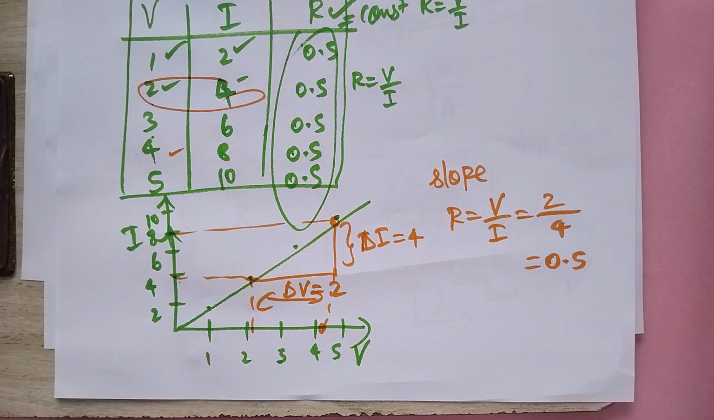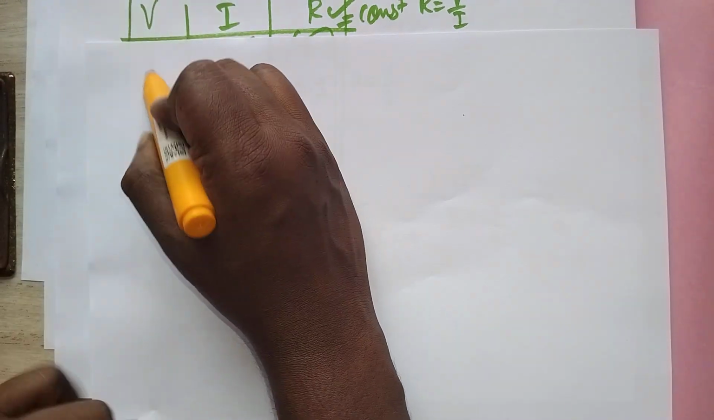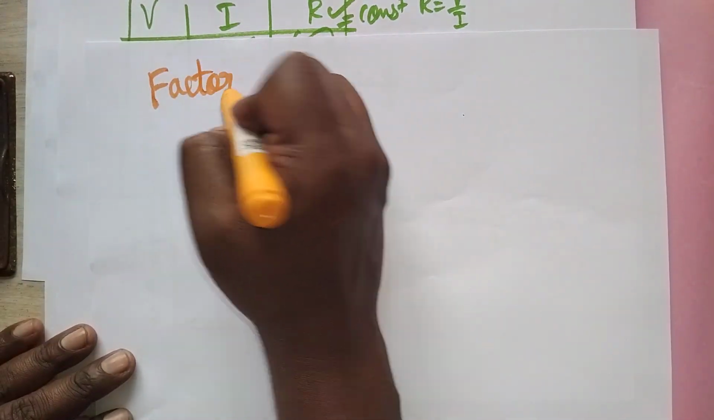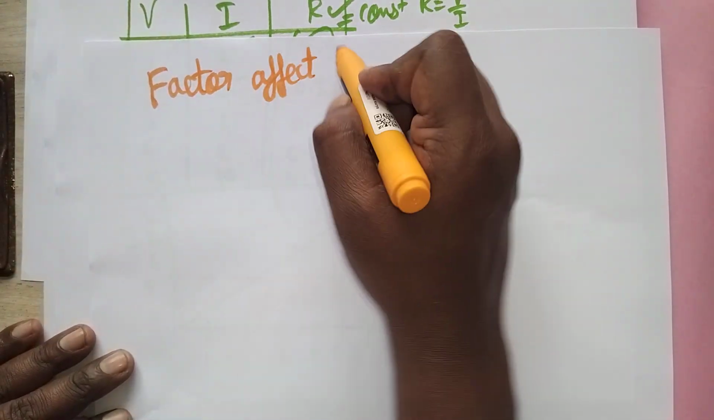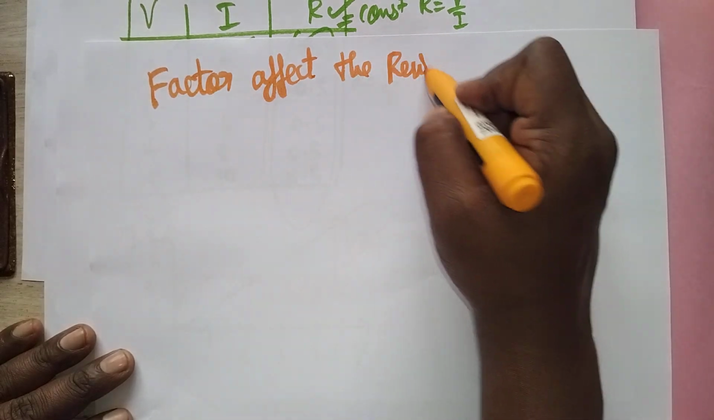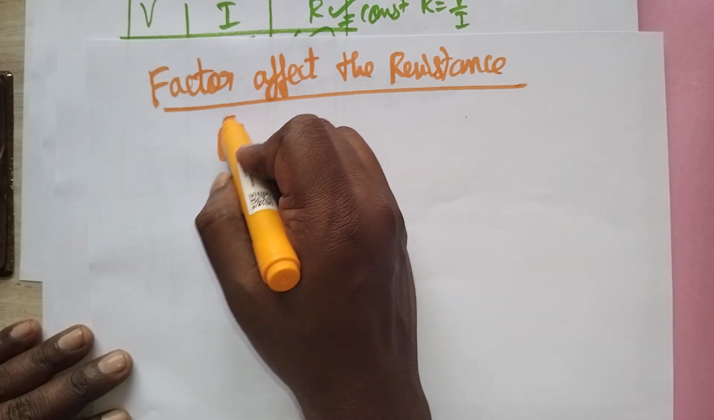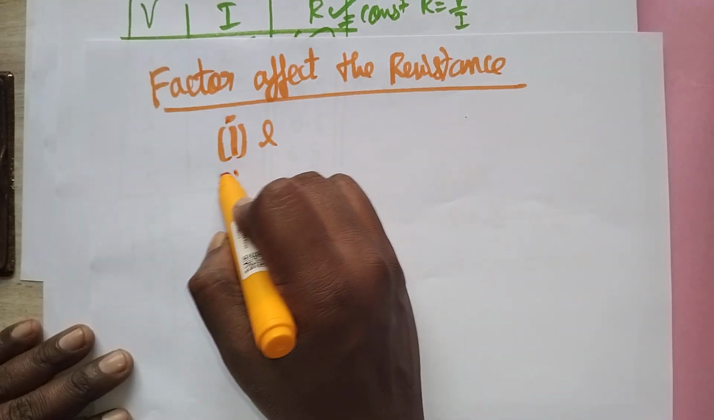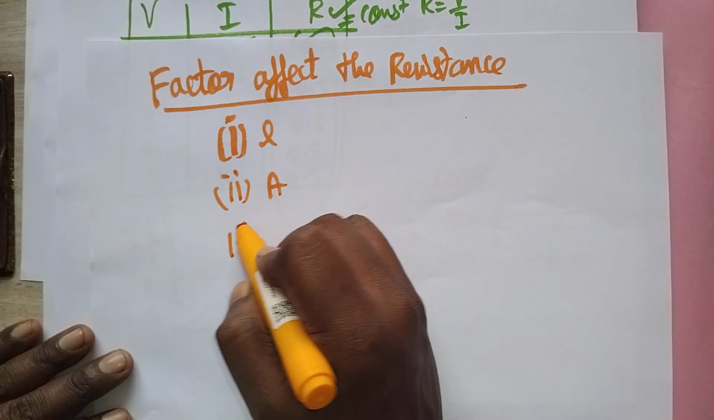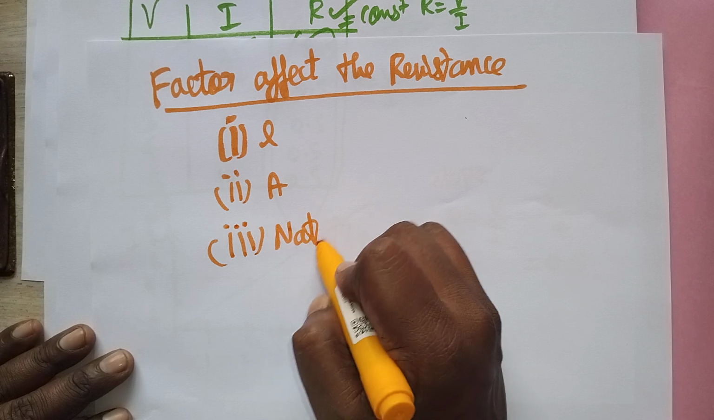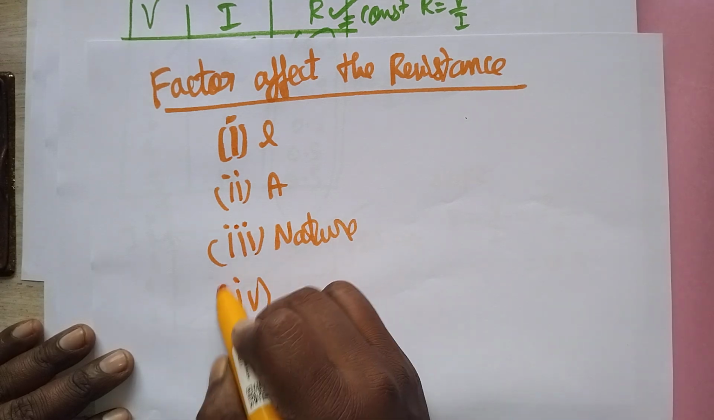Next, what are the 4 factors affecting the resistance? It's very, very simple. There are 4 factors affecting the resistance. First one, length. Second one, area. Third one, nature. Fourth one is temperature.